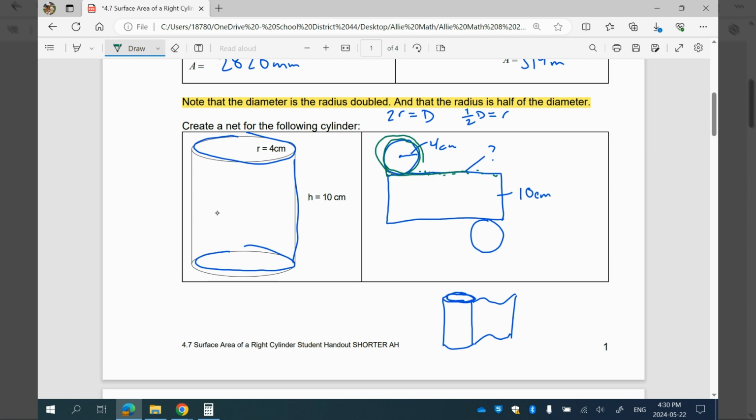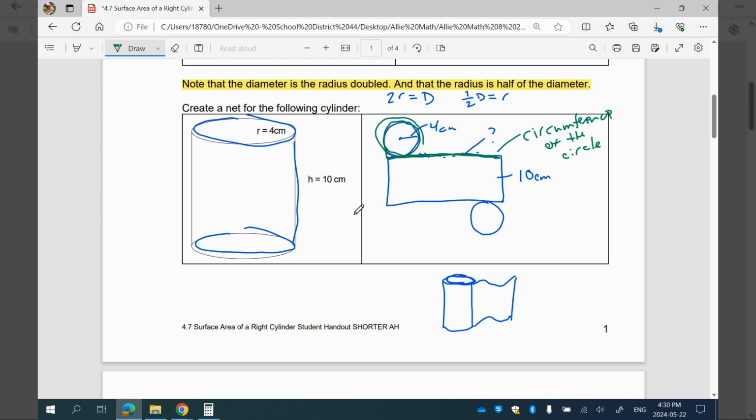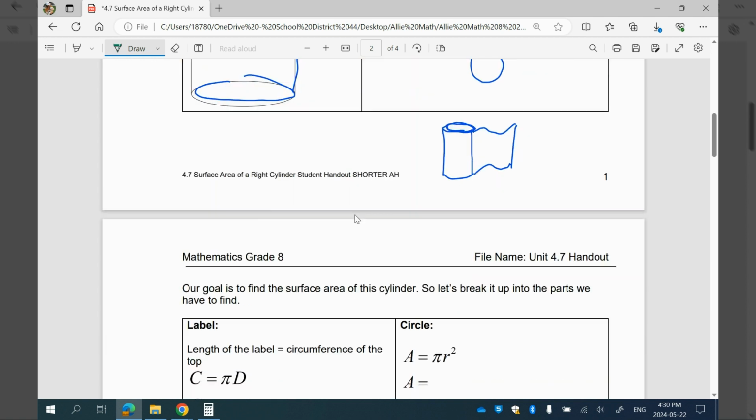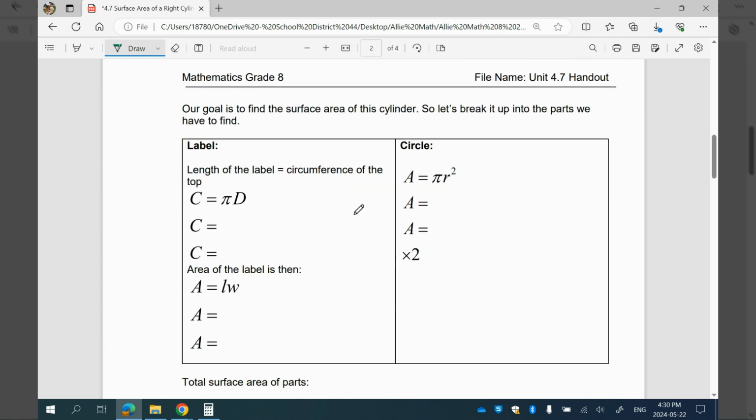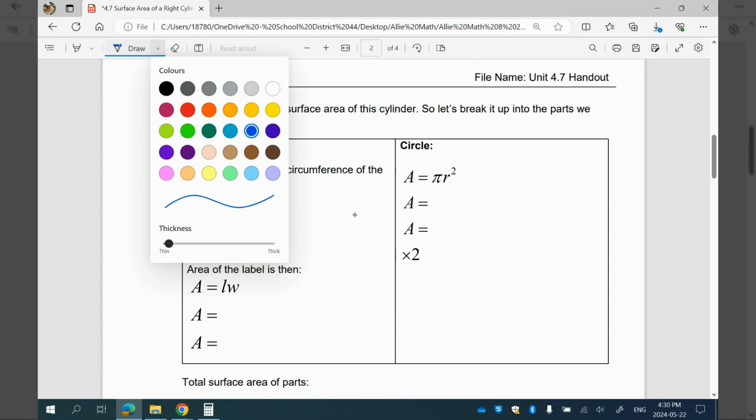So this line right here is the circumference of the circle. You're always going to have to find that to find the length of our label. So there's another formula we're going to have to learn, and this is all on our formula sheet, so that's okay.